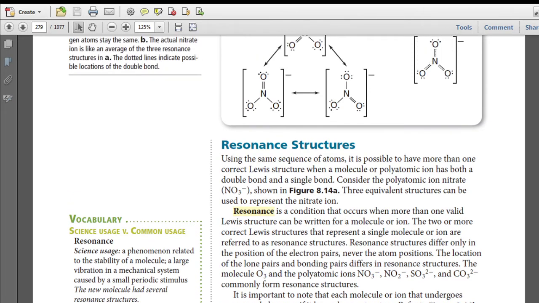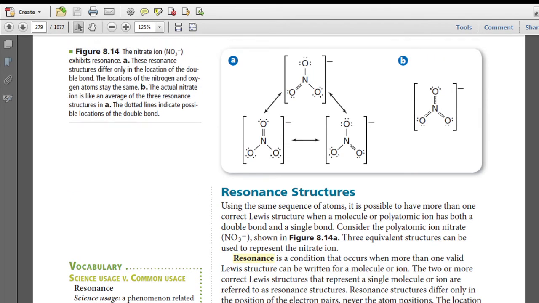All right, resonance. Let's get that picture up there. Using the same sequence of atoms, it is possible to have more than one correct Lewis structure when a molecule or polyatomic ion has both a double bond and a single bond. Consider the polyatomic ion nitrate, which is NO3 1-, as we look in 8.14. We can have 3 equivalent structures for one given ion.